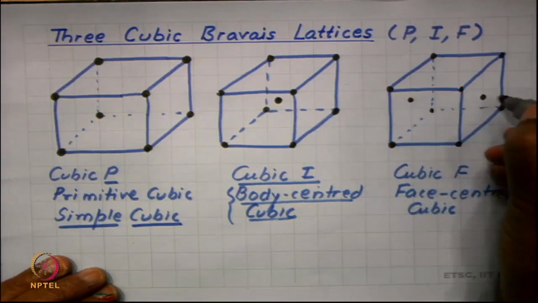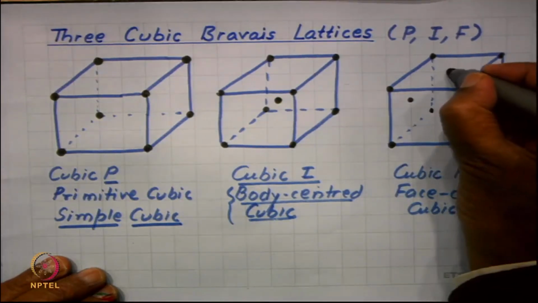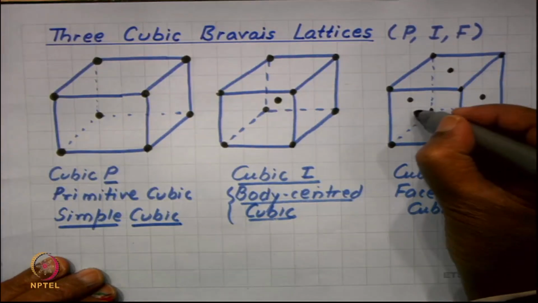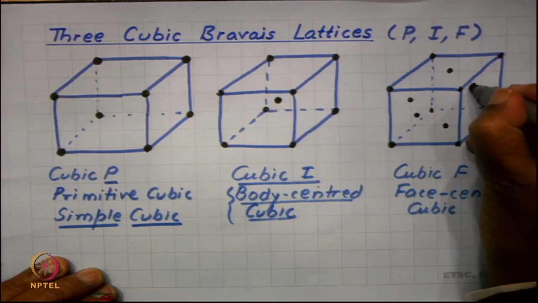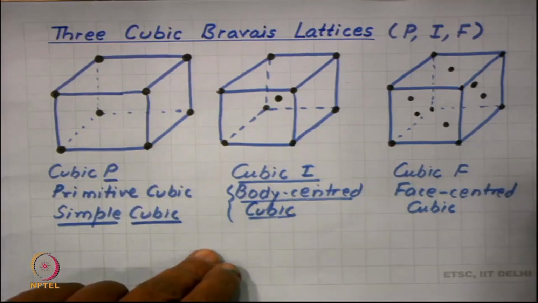So, at the center of left and right face, at the center of bottom and top face, as well as at the center of the front and the back faces. So, all 6 faces will be centered. Then we will have a cubic F lattice. So, that is the meaning of these symbols and the location of the lattice points.